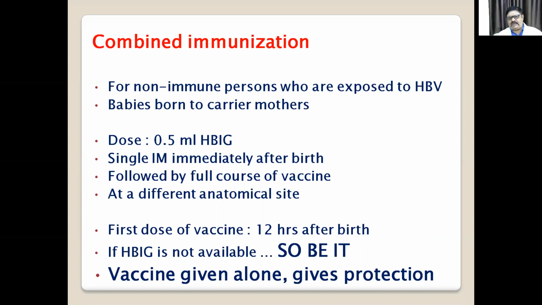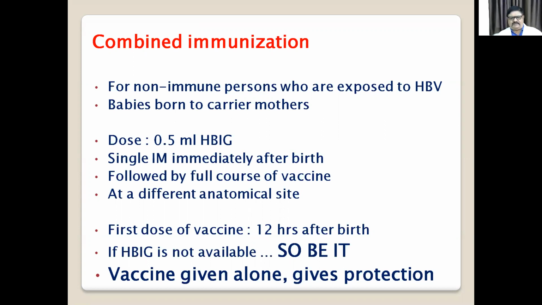And combined immunization, there is active and passive both. Yes, babies born to carrier mothers have to be given 0.5 ml of pooled hepatitis B immunoglobulin, single intramuscular injection immediately after birth, followed by full course of the vaccine. Of course, at a different anatomical site. First dose of vaccine should be given within 12 hours after birth.